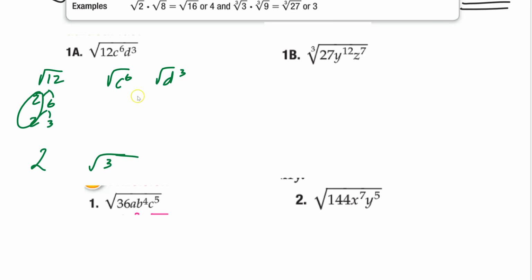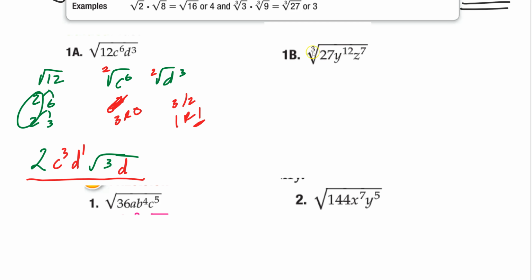You need space for the variables. And then we're doing the variables. So this is the square root. 6 divided by 2 is 3 remainder 0. So there's 3 c's on the outside, nothing on the inside. d3, again divided by 2. 3 divided by 2 is 1 remainder 1. So we're going to have 1 d on the outside, and there's 1 d left over on the inside because of the remainder. And that's my answer.